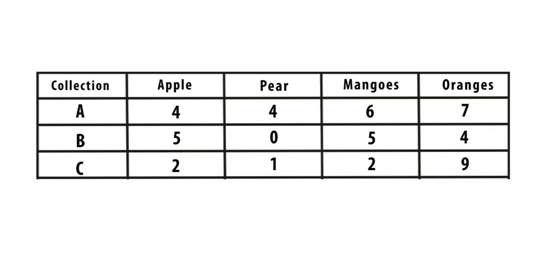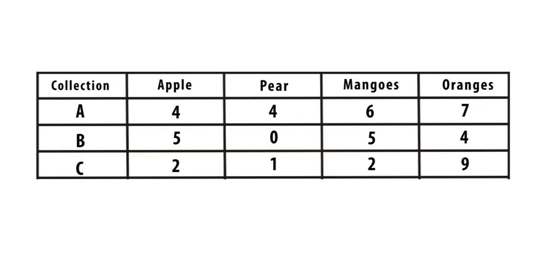So on this table, for the first type of collection, that's collection A, we have 4 apples, 4 pears, 6 mangoes, and 7 oranges. For collection B, we have 5 apples, no pears, 5 mangoes, and 4 oranges. And then for collection C, we have 2 apples, 1 pear, 2 mangoes, and 9 oranges.